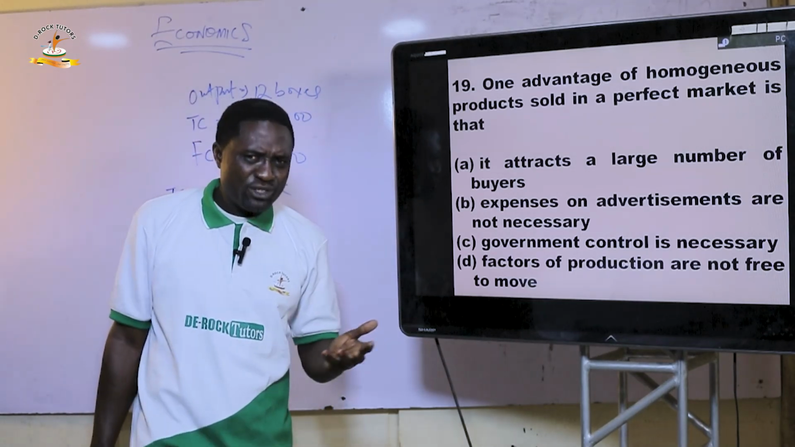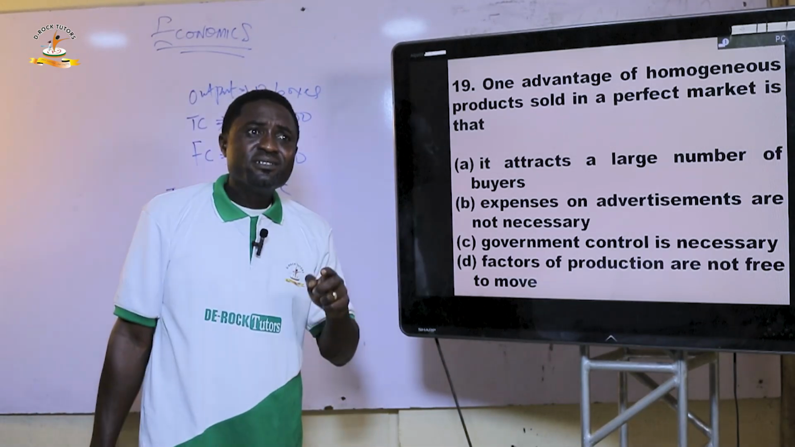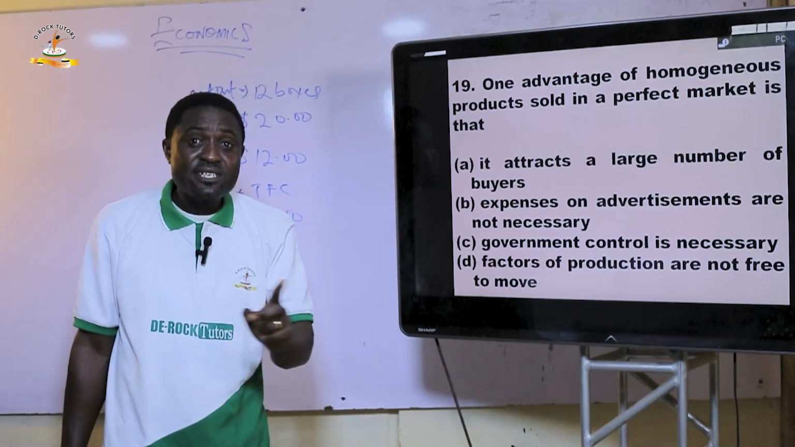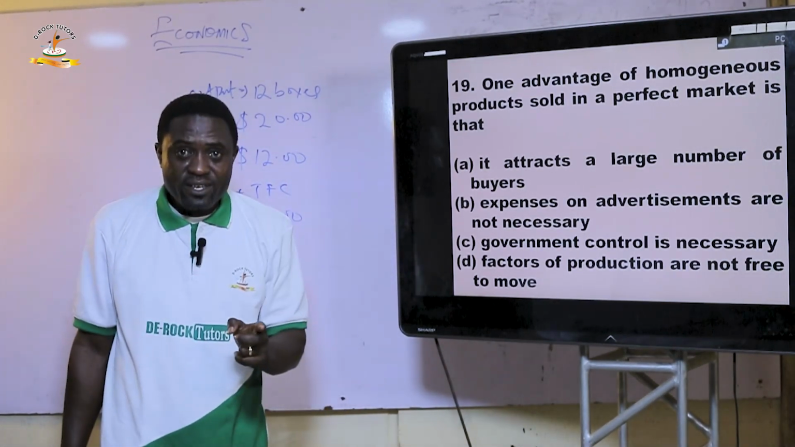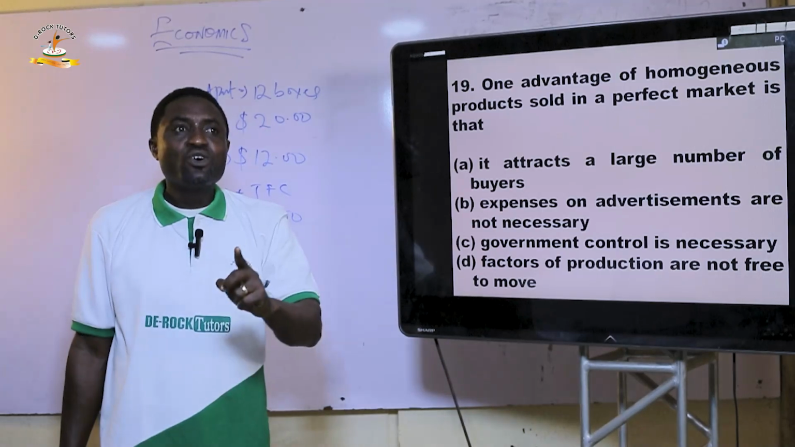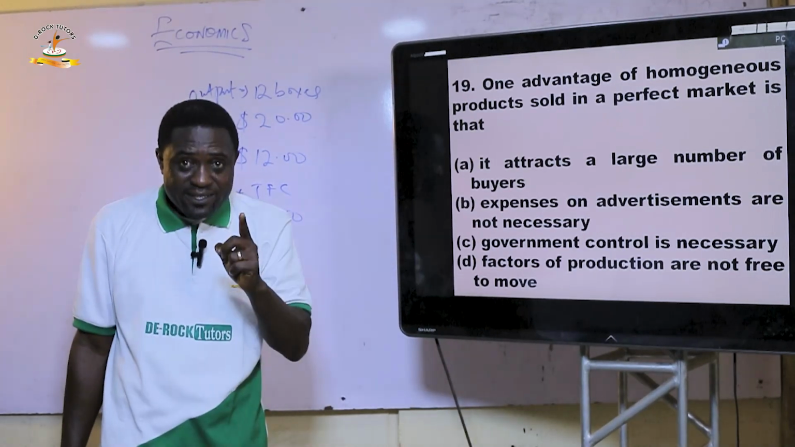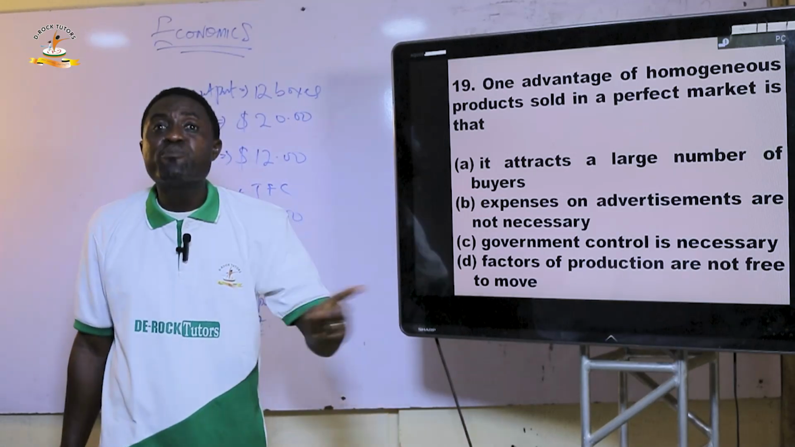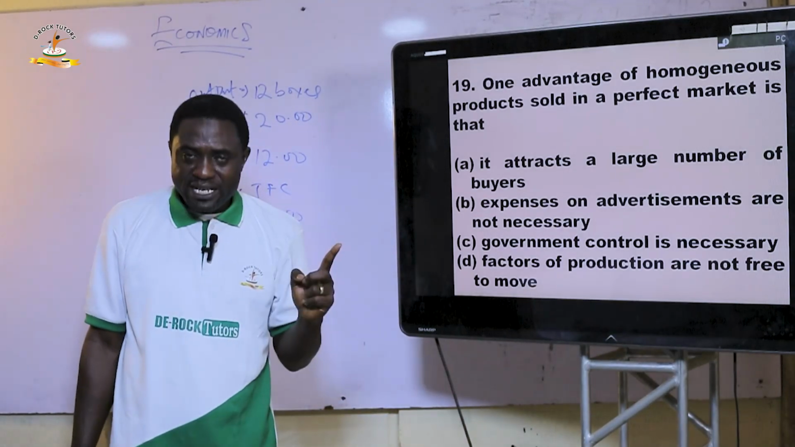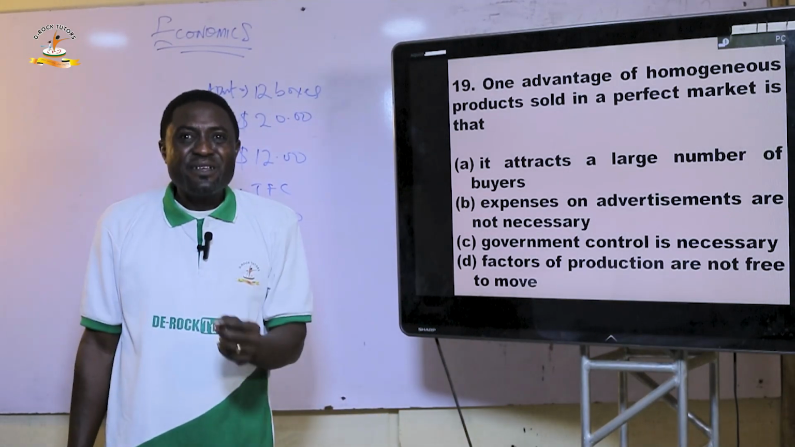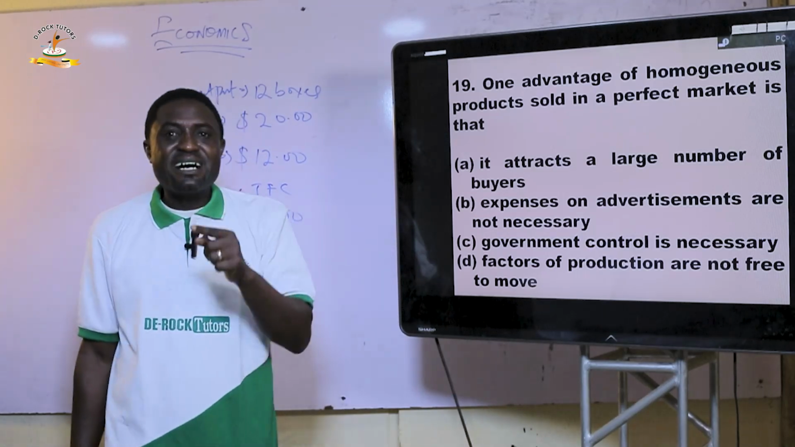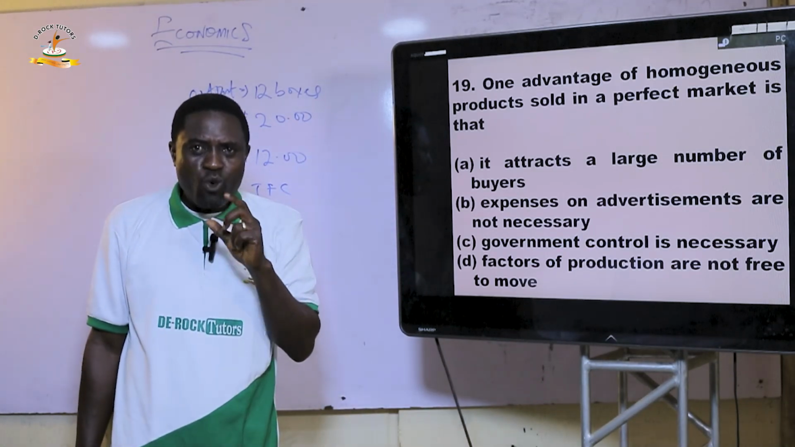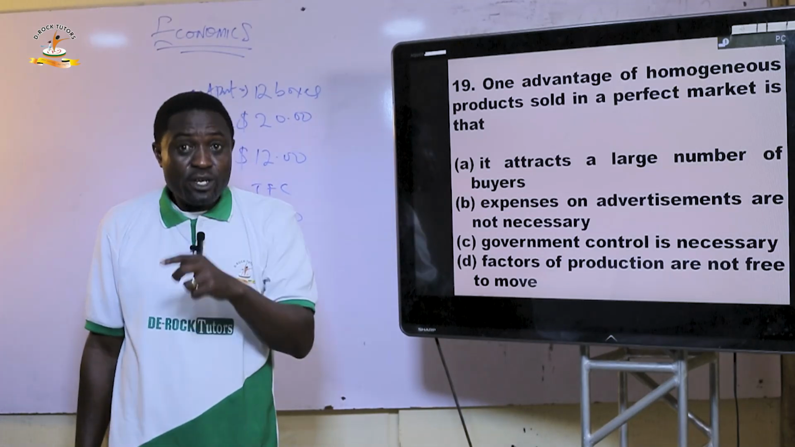What do they mean by homogeneous commodities? That means the product you are selling in that market must be the same in the eyes of everybody. If everybody is selling Omo detergent, then if one person is selling Omo detergent, everybody in that market will be selling Omo detergent. If everybody is selling Duracell battery, then in that market, all will be selling Duracell battery. You understand? Homogeneous commodity, it must be the same.